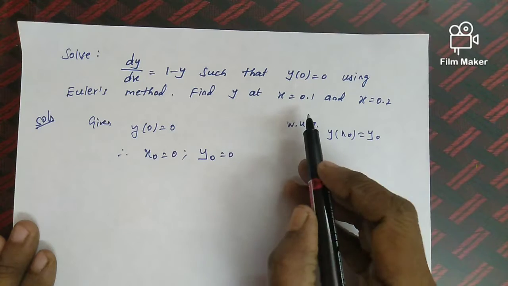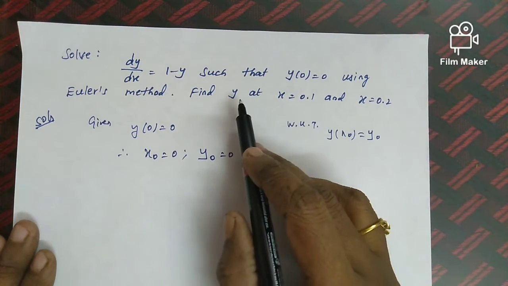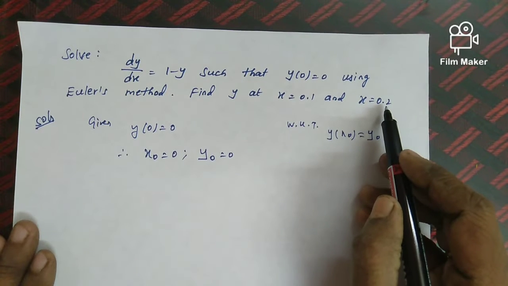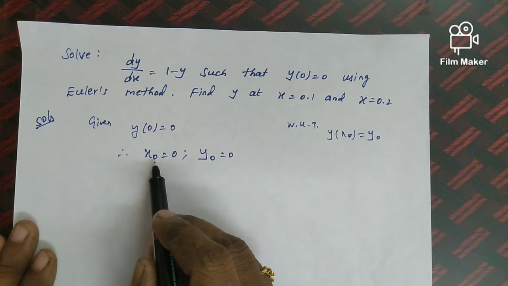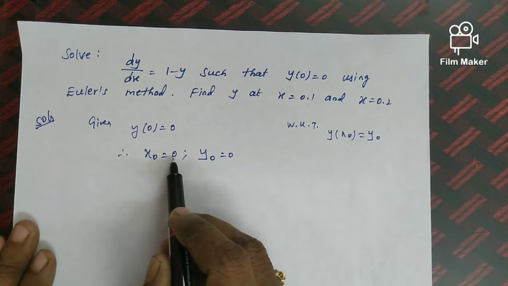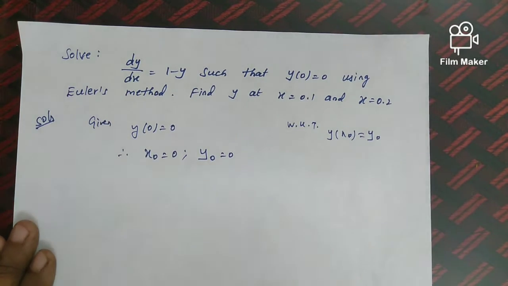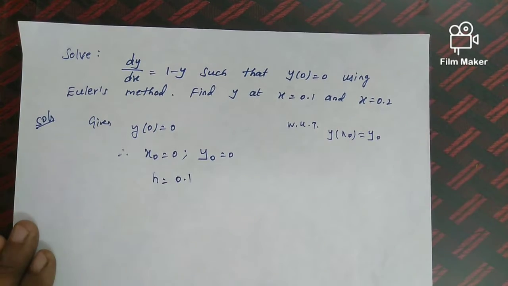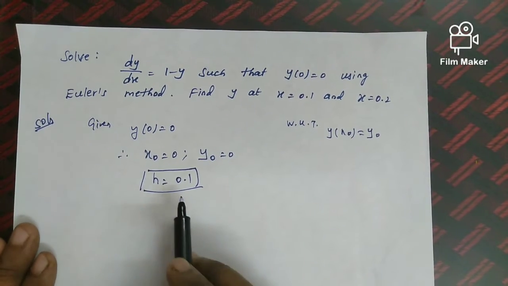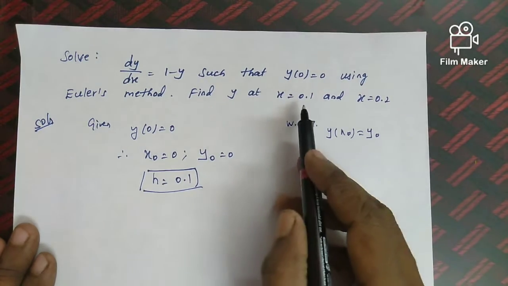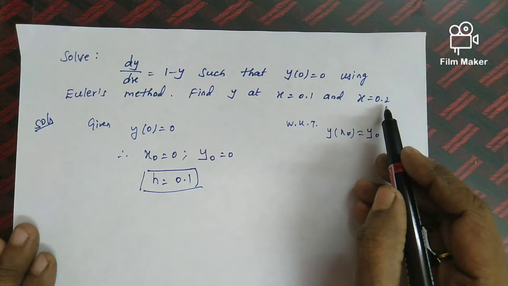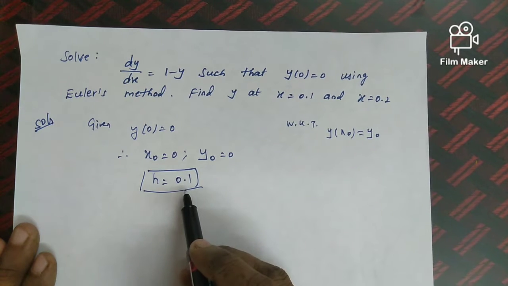So look at the question. In this question it is given to find y at x equal to 0.1 and x equal to 0.2. And here we have written x naught equal to 0. What is h? h is nothing but the difference between the x values. So here h is equal to 0.1, because x naught is 0, x1 is 0.1, x2 is 0.2. So obviously our h is 0.1.